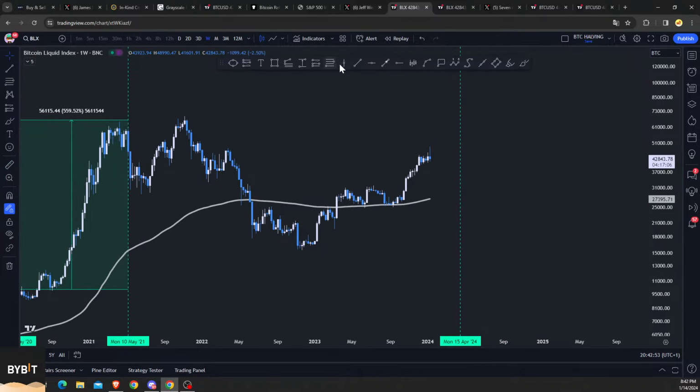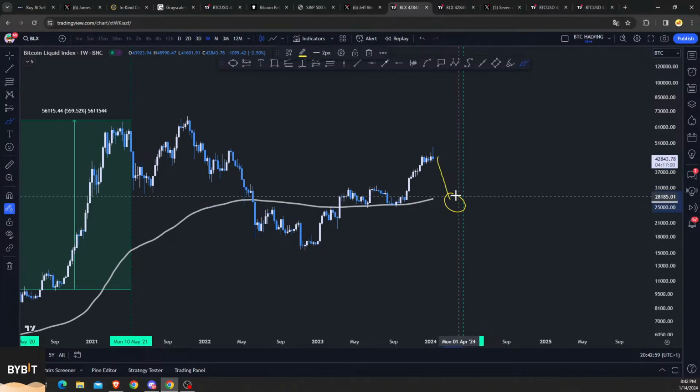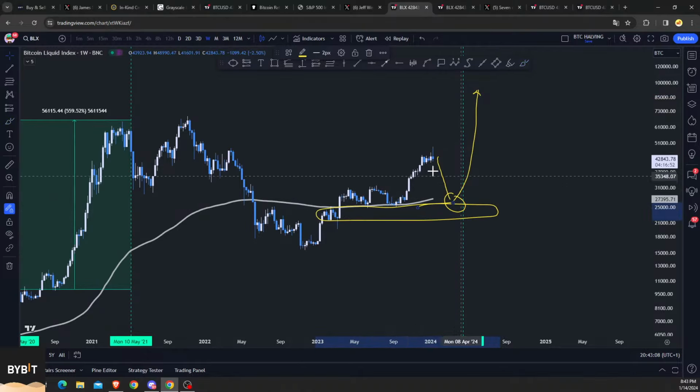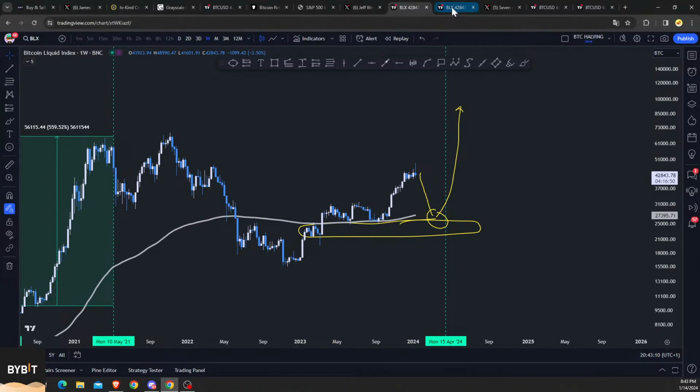So all in all, I think, should we get a retest like that, right? A retest within this region, this is going to be a buying opportunity for me. I'm going to be buying everything within this area, right? And to fine tune that area from a higher time frame perspective.